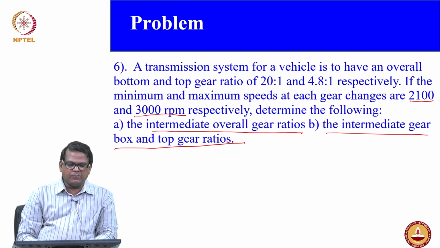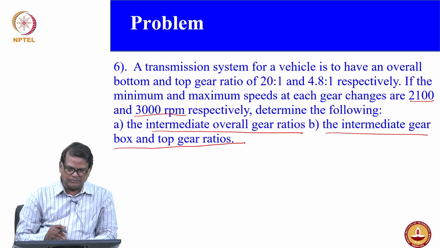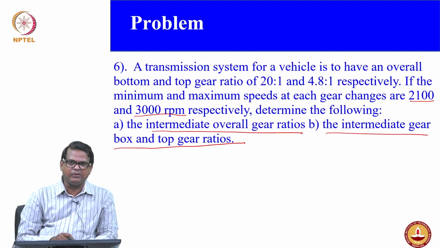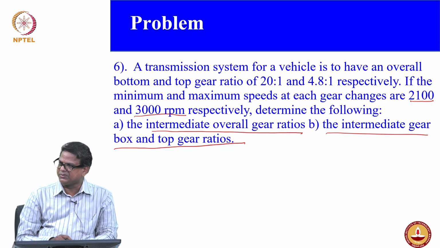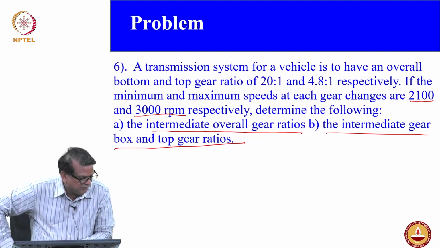They gave the overall gear ratio of the gearbox, top and bottom, 20:1 and 4.8:1. The speeds are also given, 2100 rpm and 3000 rpm respectively as n minimum and n maximum. Okay. And we have to solve it.